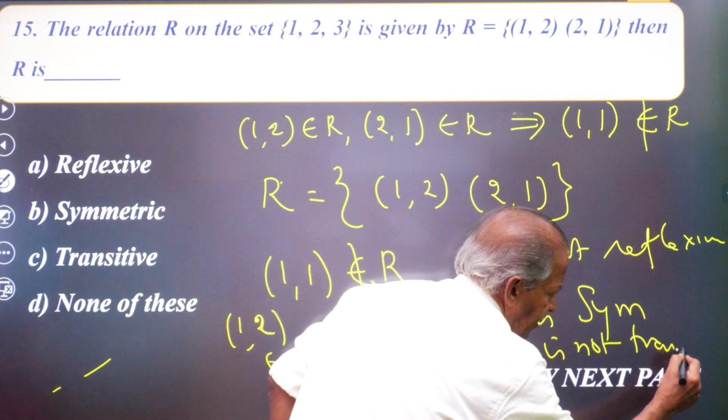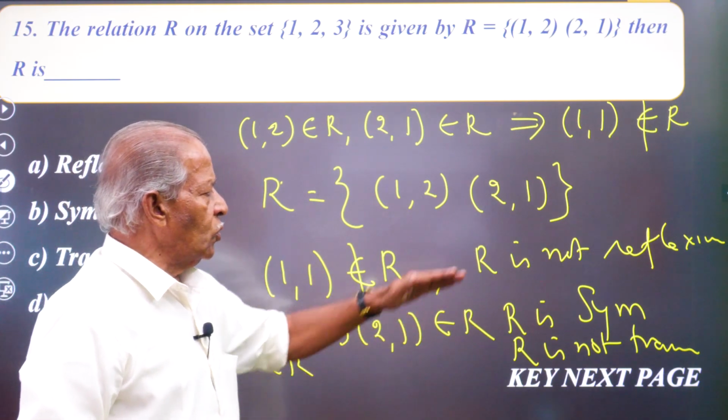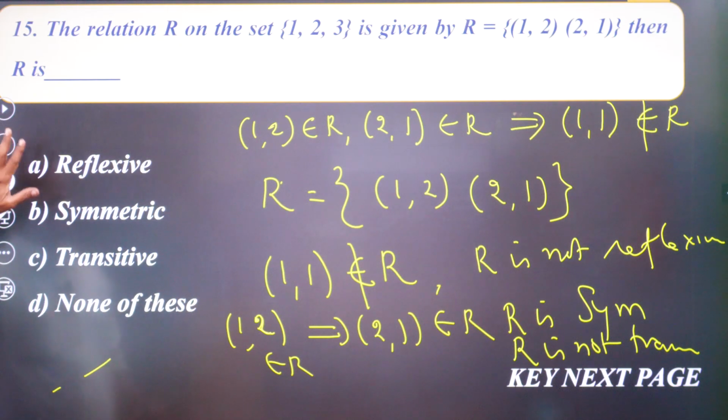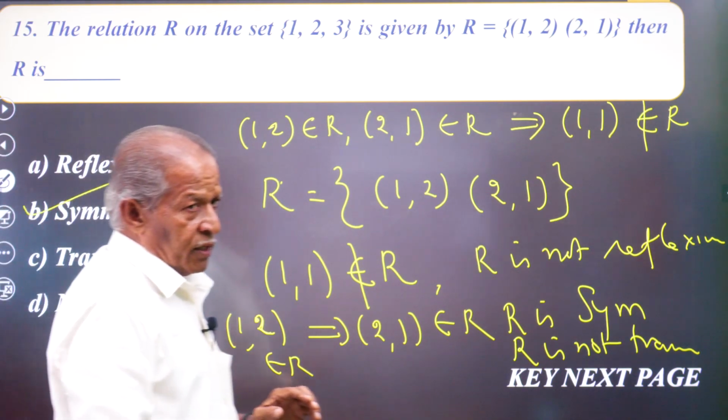R is not transitive. Therefore, it's not reflexive, not transitive, but symmetric is the only answer. Hence, first one, reflexive failure. Second, symmetry correct. Transitive failure, none of this. That's B, the correct answer for this.